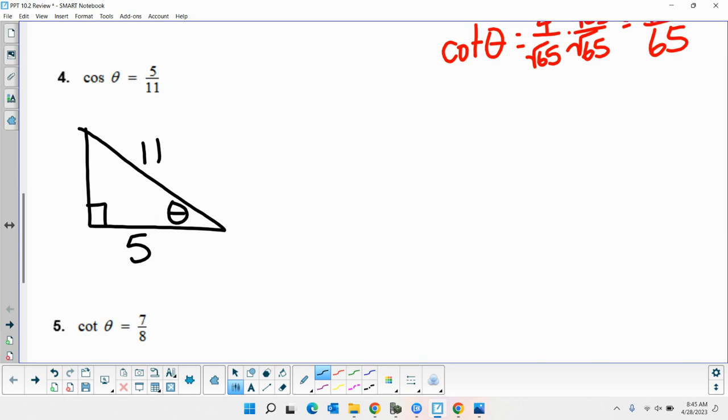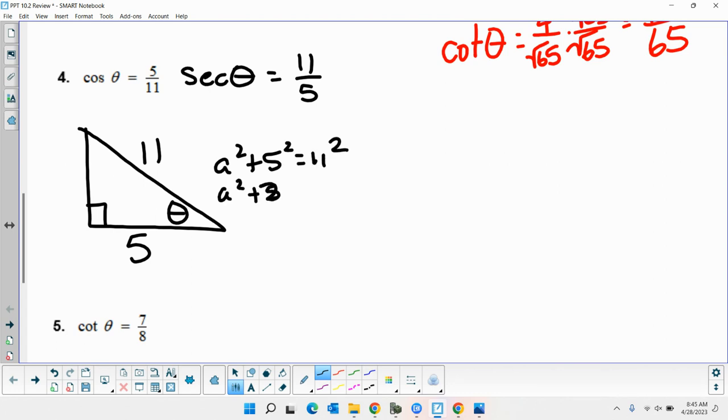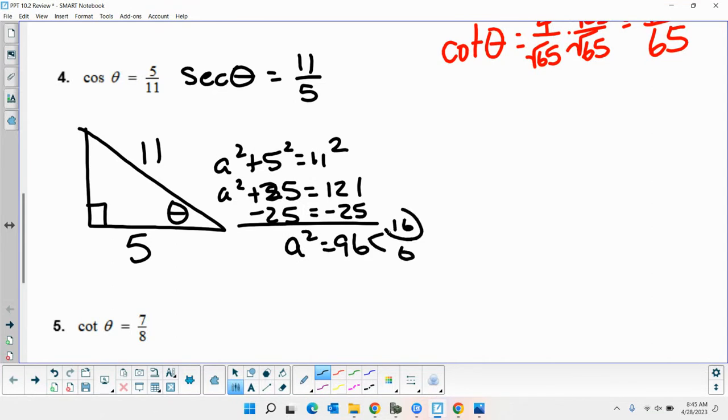You could do secant right away if you want. But you know that's the reciprocal of cosine, right? But I got to find that. So it's a squared plus 5 squared equals 11 squared. Oops, 25. Subtract 25. And you get 96. And when you take the square root of that, it's 16 times 6. What comes out front? 4. 6 is left. So you're going to use that as your missing side, 4 radical 6.